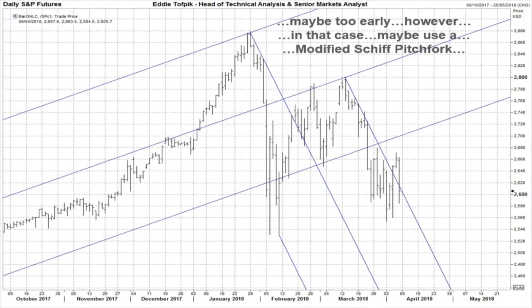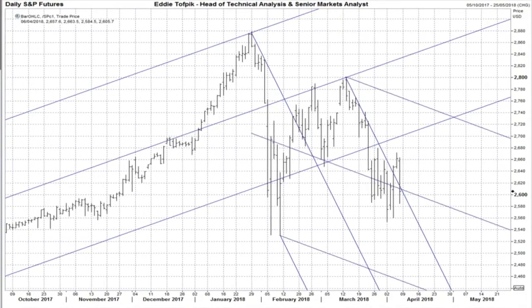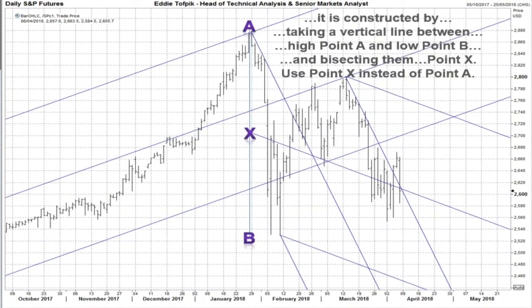Then Dr. Alan Andrews had a pupil called Jerome Schiff who added another element, and he said, let's have that one there. And that is a standard bearish Schiff pitchfork. He drew it from a vertical line which is between the top point A, the bottom of the market, then point B, bisecting them again with point X, and instead of using the original point A, you then draw a new point from the middle there. And that was the original Schiff pitchfork.